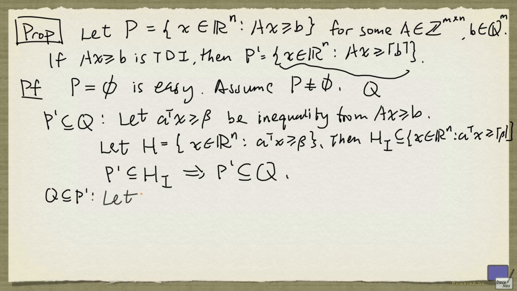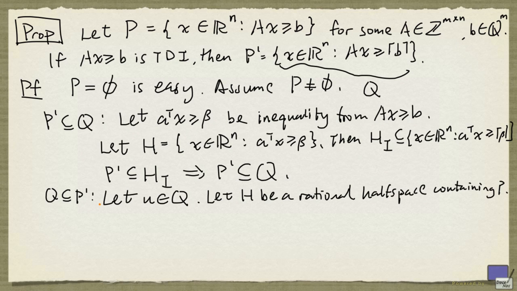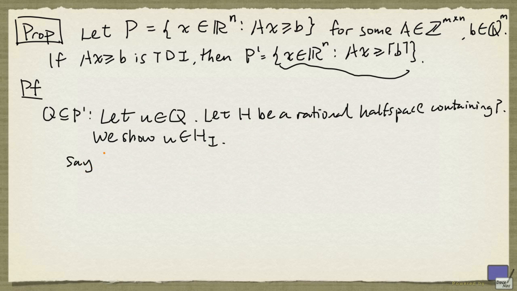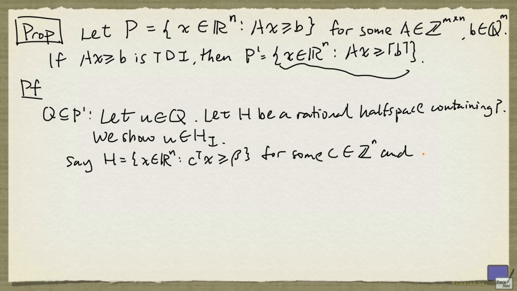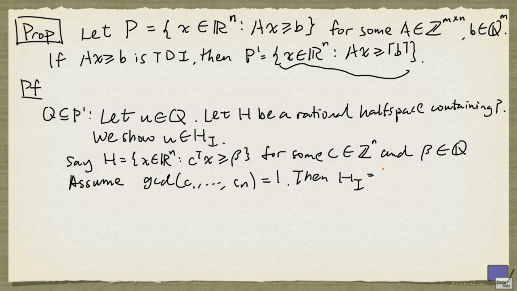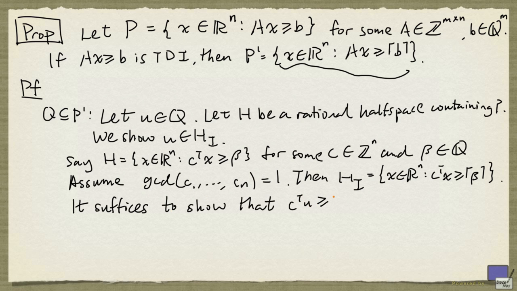To prove the reverse inclusion, we let U be an element of Q. And we take H to be a rational half space containing P. What we want to show is that U is in the integer hull of H. So say H is given by the set of X in Rn satisfying C transpose X greater than or equal to beta for some n-tuple C with integer entries and some rational number beta. And we may assume that C1 up to Cn are relatively prime. Then by a previous result, the integer hull of H is given by the set of X in Rn satisfying C transpose X greater than or equal to the ceiling of beta. So in order to show that U is in the integer hull of H, we just need to show that C transpose U is at least the ceiling of beta.